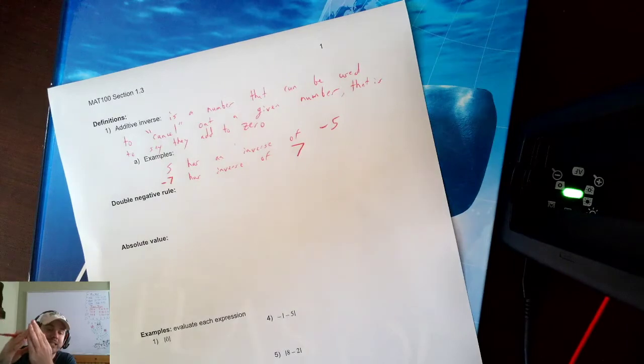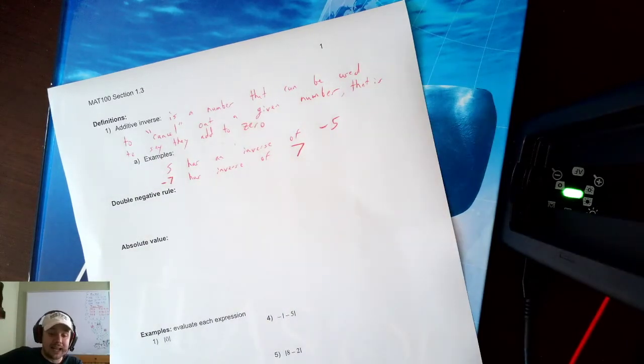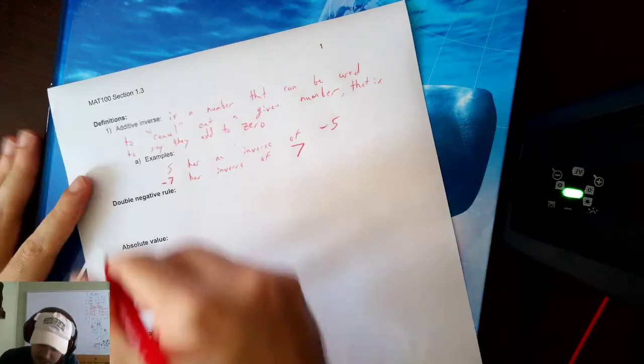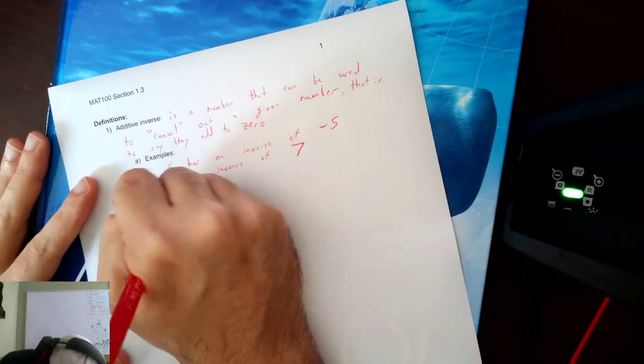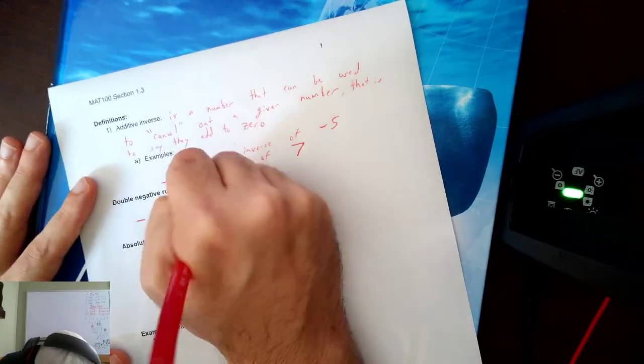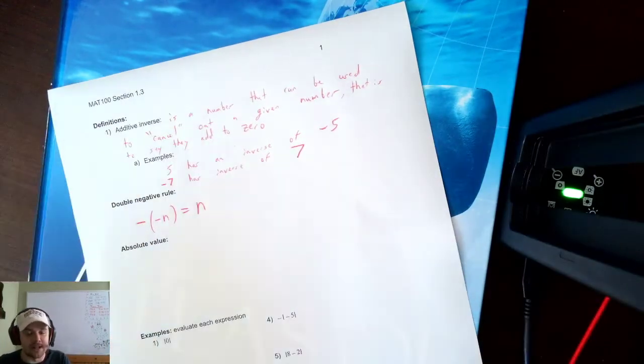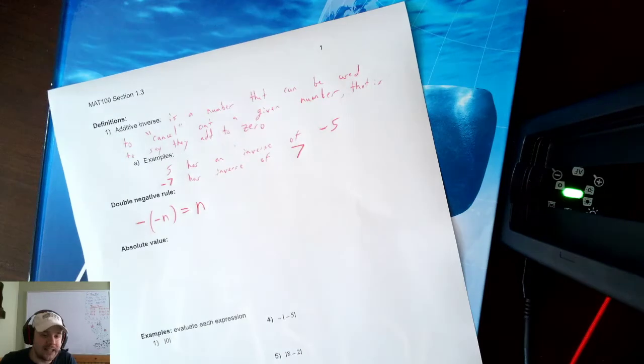So if I'm given a positive number, its additive inverse will be negative. If I'm given a negative number, its inverse will be positive. The double negative rule: if I have the negative of a negative number, that's equal to the original number. Negating a number twice brings you back around to the original number.